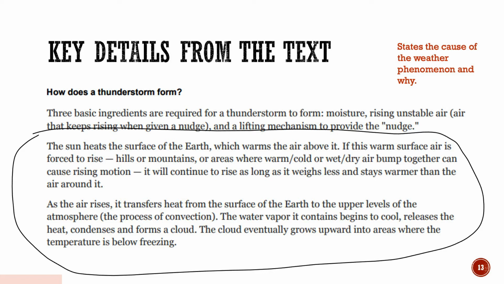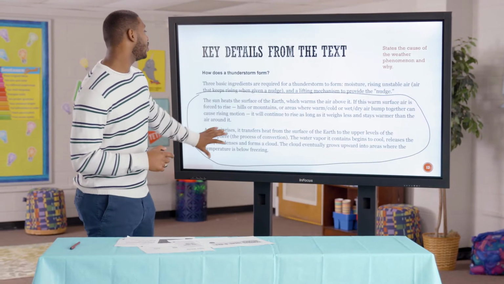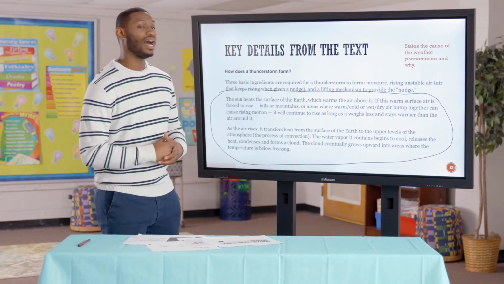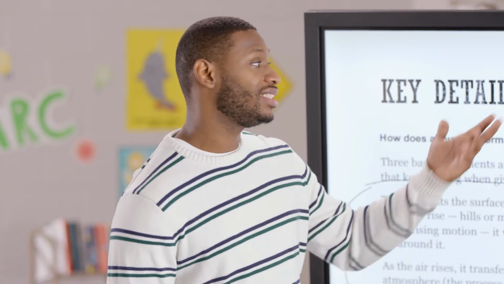The water vapor it contains begins to cool, releases the heat, condenses, and forms a cloud. The cloud eventually grows upward into areas where the temperature is below freezing. So this answer here pretty much answers our question of what causes this weather phenomenon, all right? So these paragraphs that I selected pretty much state the cause of weather phenomenon.